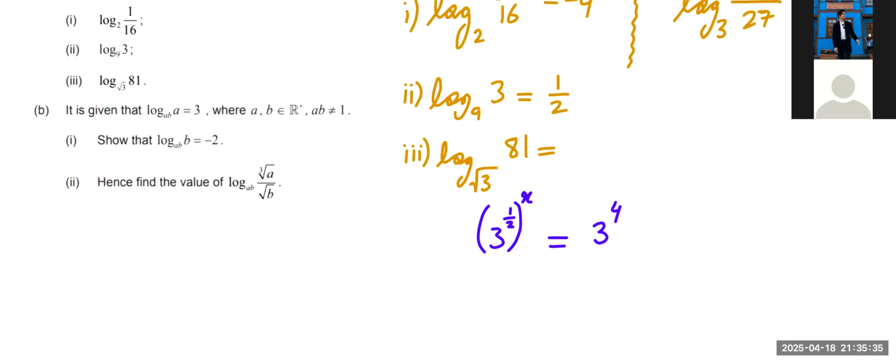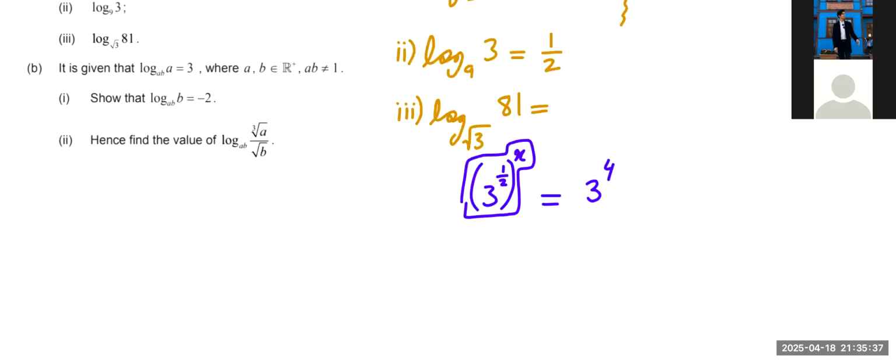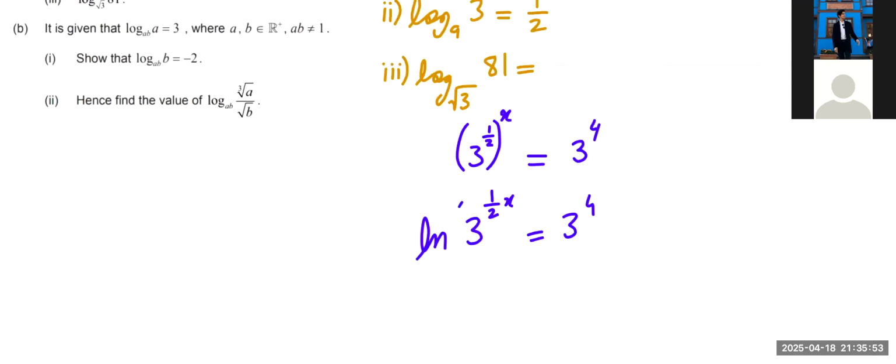So let's start by simplifying this. What happens when you raise a power to another power? It's multiplied, no? So we have 3 to the power of 1 over 2 x. Now, this is a special case of exponential equations. Of course, I could take natural logs on both sides and solve this, because this is an exponential equation. But in this specific case, since the bases are the same, we can directly claim that 1 over 2 x must be equal to 4. So x is 8.